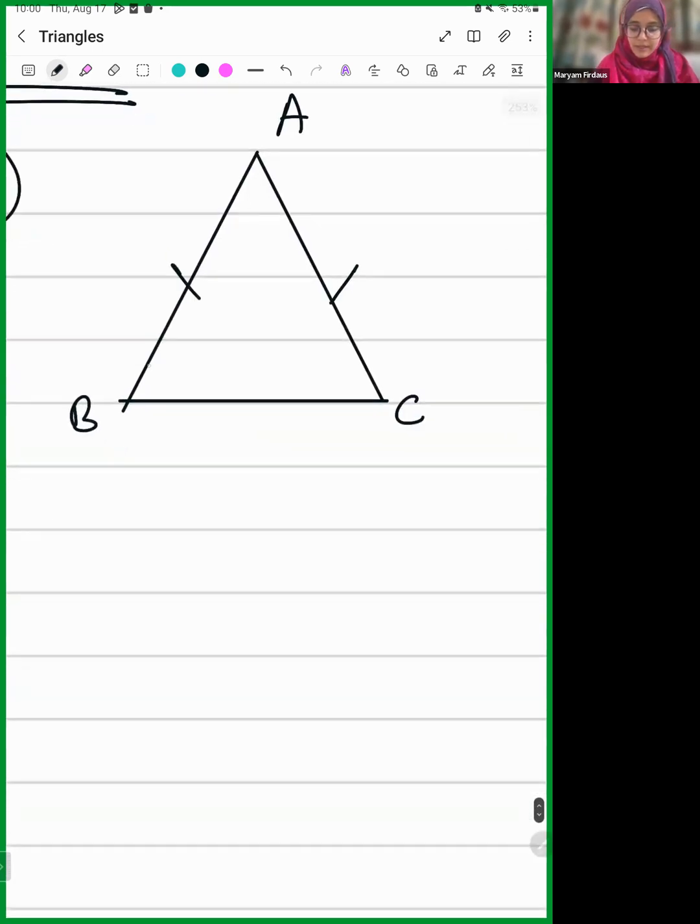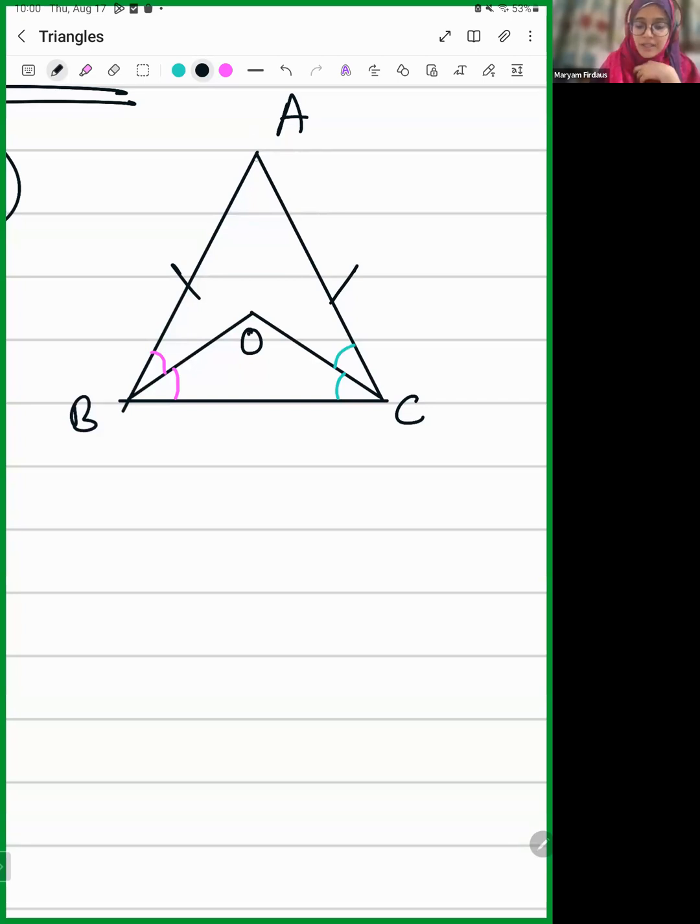So this is angle B. The bisector of angle B is going to be something like this, okay? Then we have the bisector of angle C, which is going to be something like this. So bisector of this angle means what? It means that this angle is equal to this angle and this angle is equal to this angle. They intersect each other at O. This point is O.